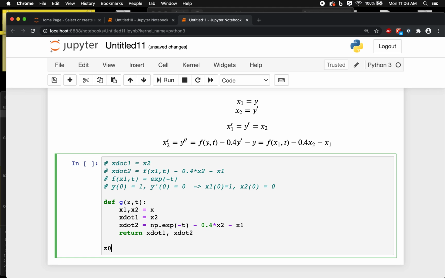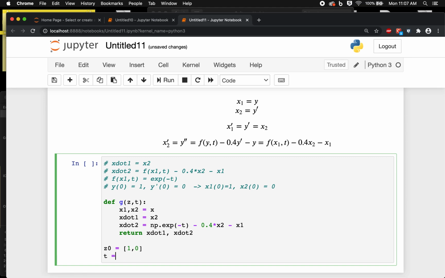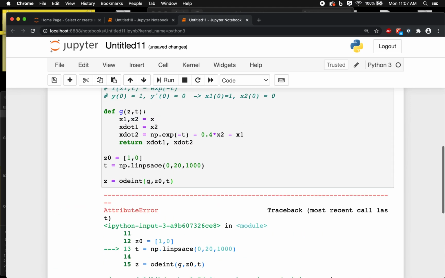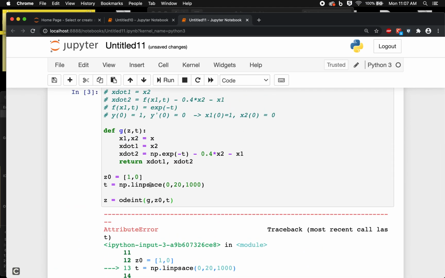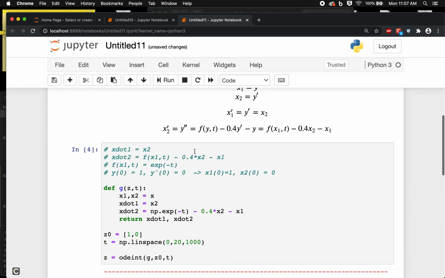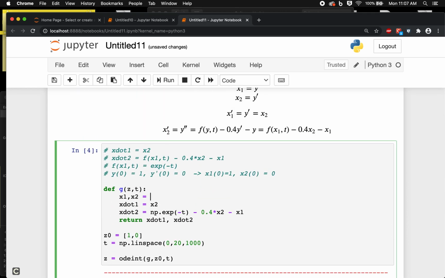And so my initial condition, z naught, in this case, is going to be 1 comma 0. And then let's look at a t-span of np.linspace of 0 comma 20, 1,000. And so then we can just solve this equation. z is equal to odeint of g, z naught and t. And I have an error, np.linspace, and x is not defined. Let's come back up here. And that's not x, that's my z term.